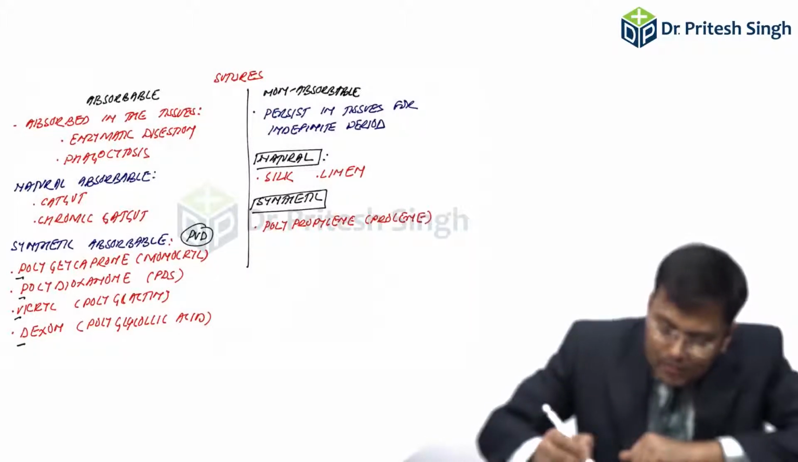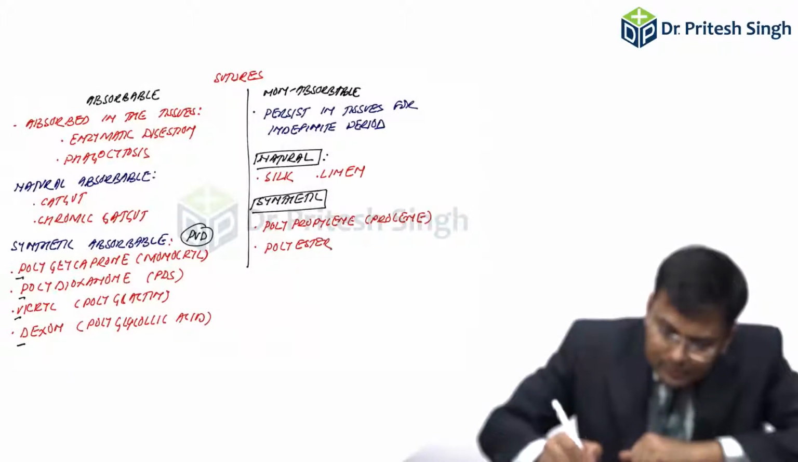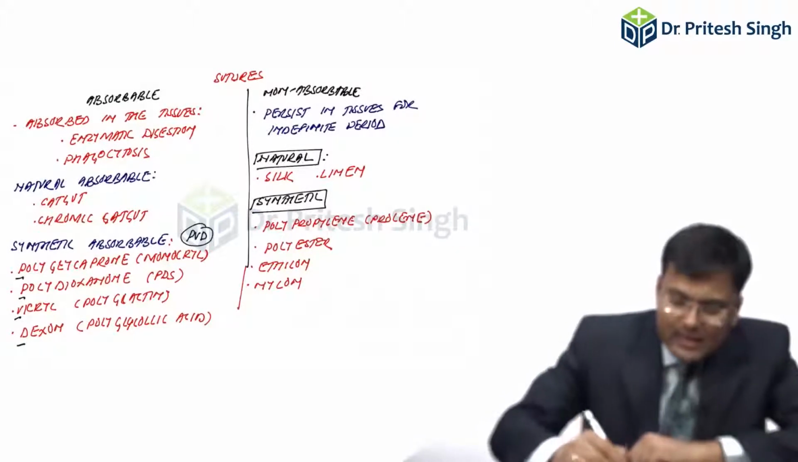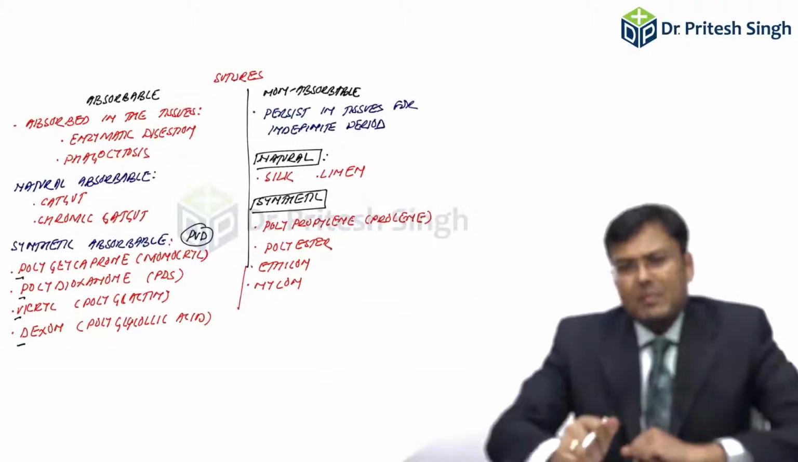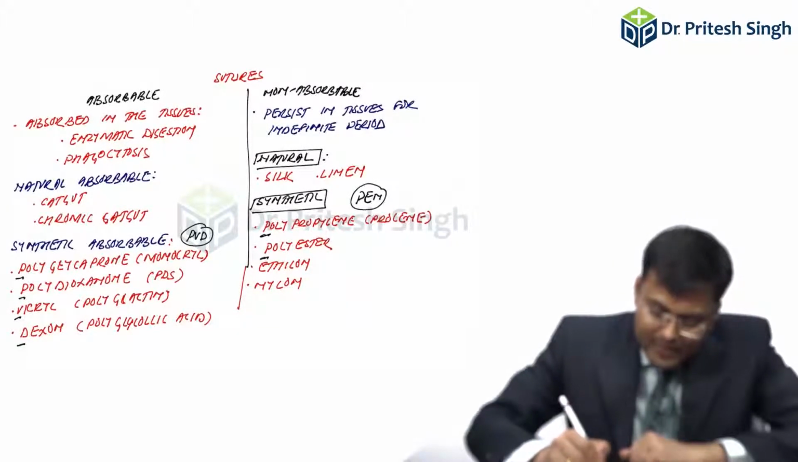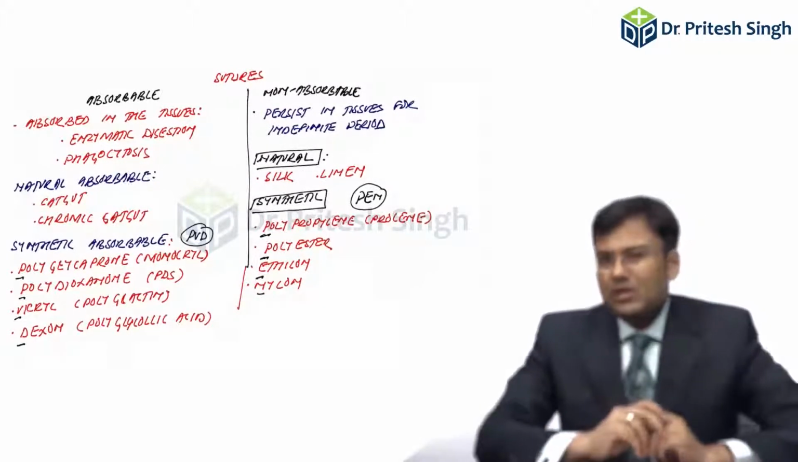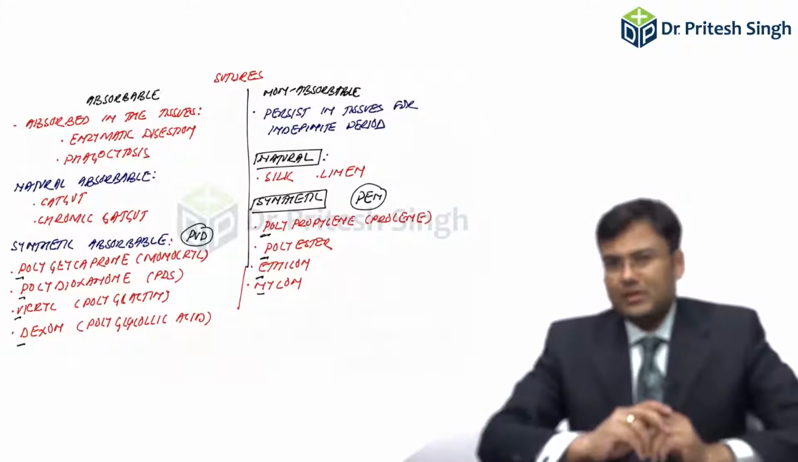Prolene, also known as polypropylene, polyester, Ethilon, and nylon. Polyester, Ethilon, and nylon. How to remember these sutures? There is a simple mnemonic, PEN. So you can see PEN. So this is the classification of absorbable and non-absorbable sutures.